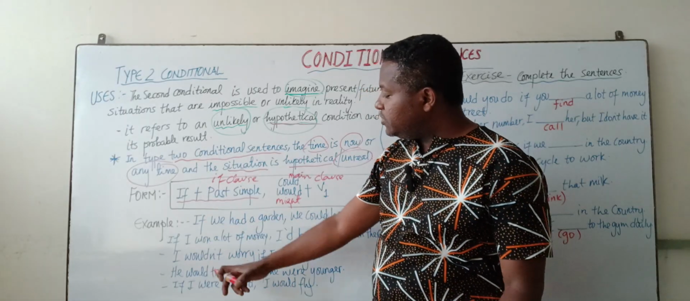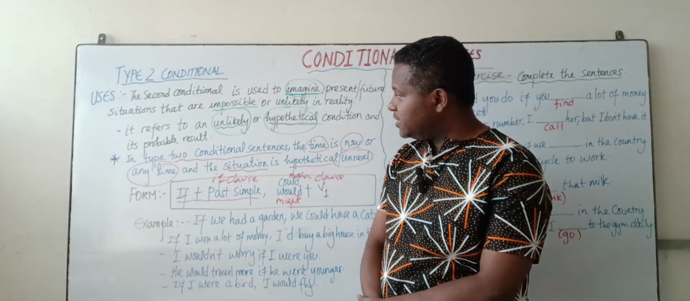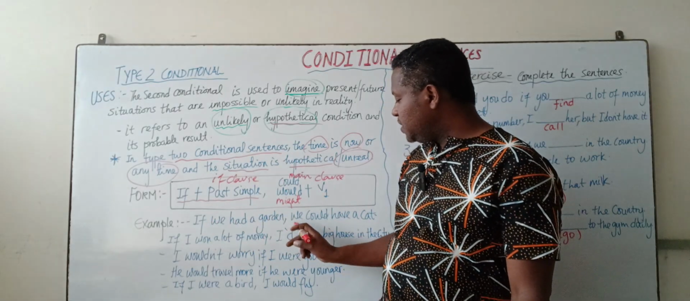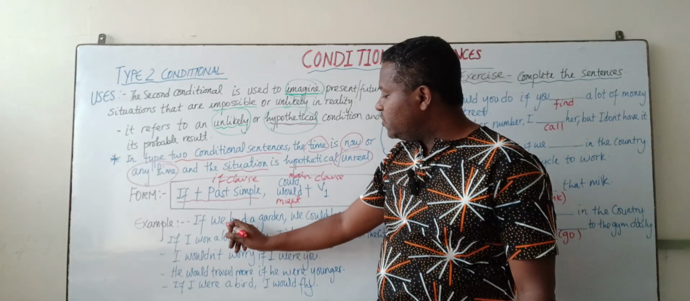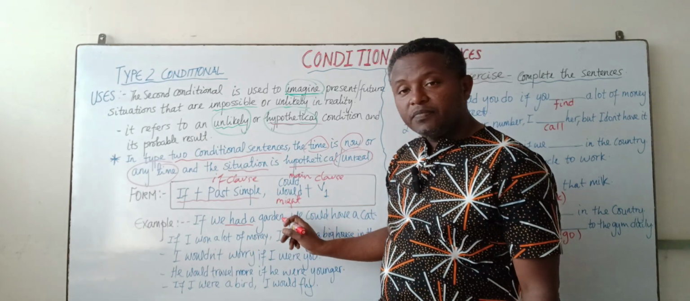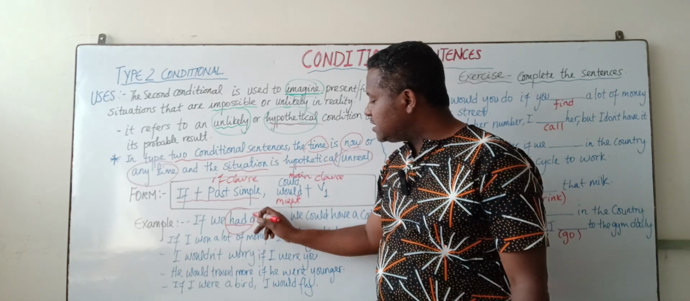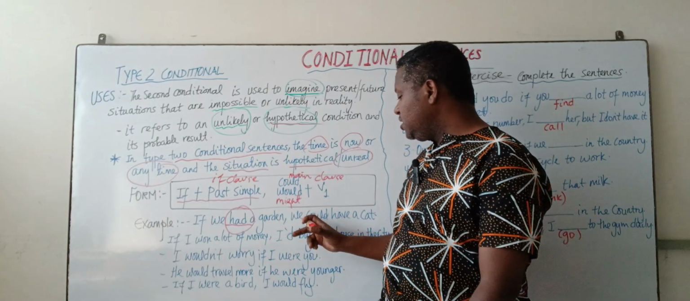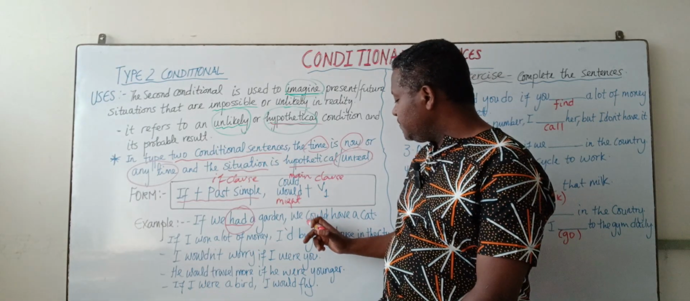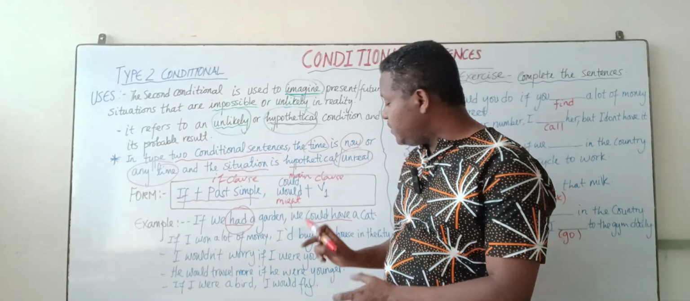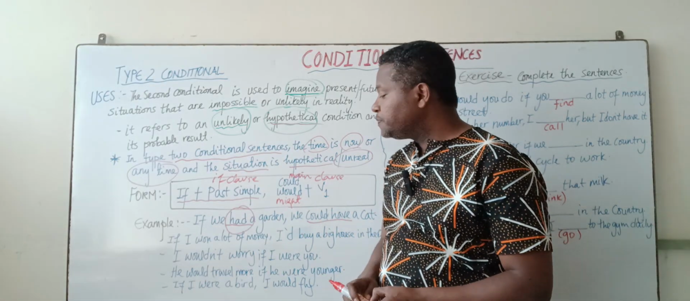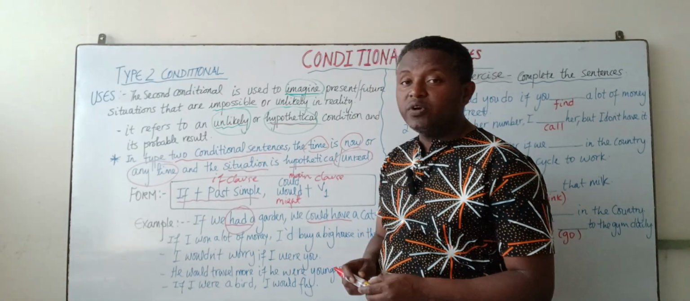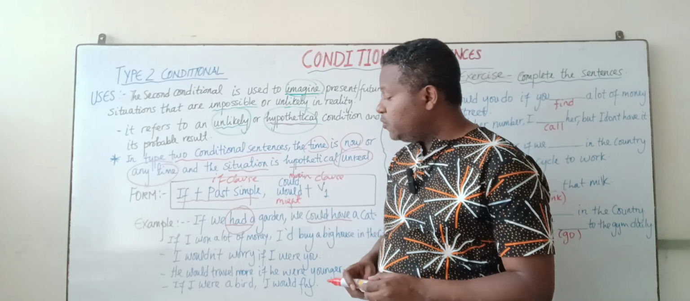So to see some examples under this type 2 conditional, look at these sentences. If we had a garden, we could have a cat. So the if clause has past simple, and the verb is had, if we had a garden, and we could have a cat. So could plus verb 1 in the main clause. We could have a cat. So the implication is that we don't have a garden. As a result, we don't have a cat.